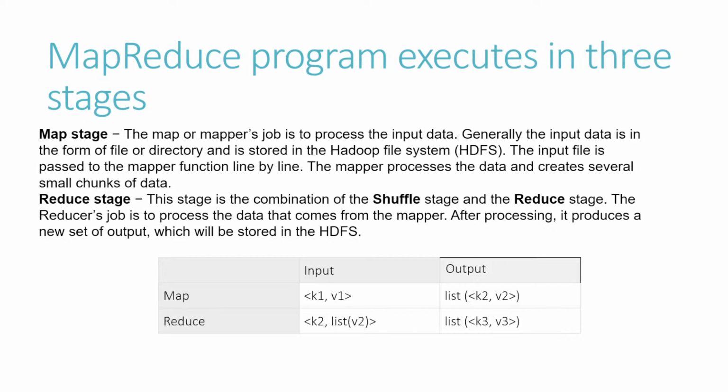After the mapper function runs, it creates several small chunks of data. So you get lots of data in each node. Now is where the reduce stage comes in. The reduce has two different things: one is the shuffle, and next is the reduce. The reducer's job is to process the data that comes from the mapper. Whatever comes from the mapper, the reduce can take up and start processing. After processing, it produces a new set of output, and that output is stored back in the HDFS.